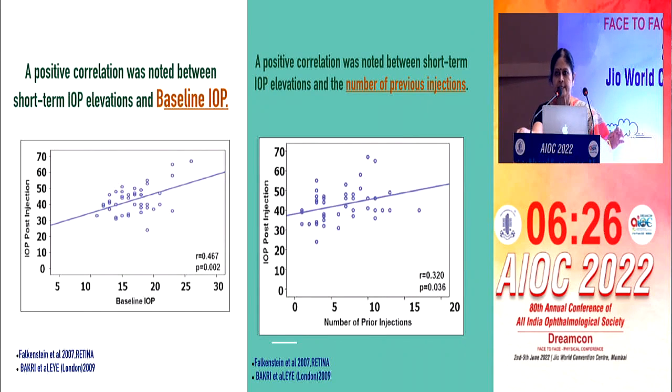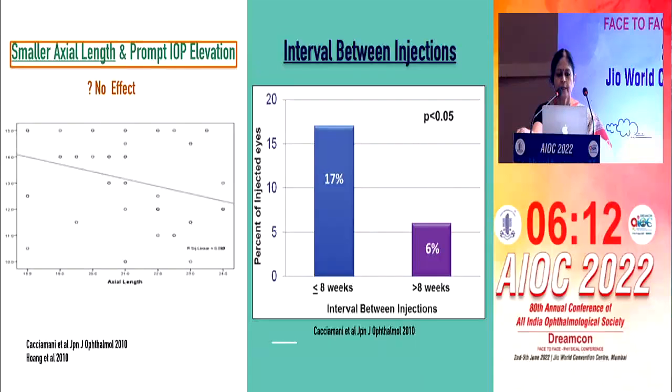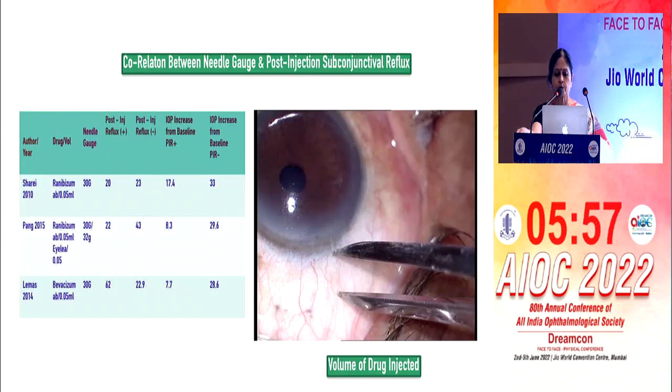If you look at the factors that have a correlation with the transient elevation in intraocular pressure, it is correlated significantly to the baseline IOP. It also increases more when more injections at a shorter duration of time have been given to the patient. A smaller axial length, which should definitely have a correlation, has been found to have no positive effect in various well-constructed studies, and when the interval between injections is reduced, the transient elevation of intraocular pressure is also more.